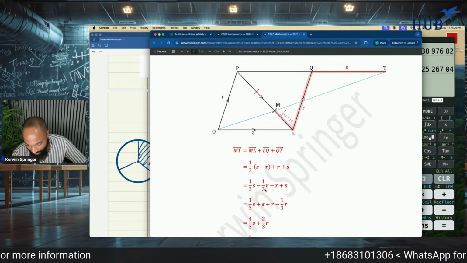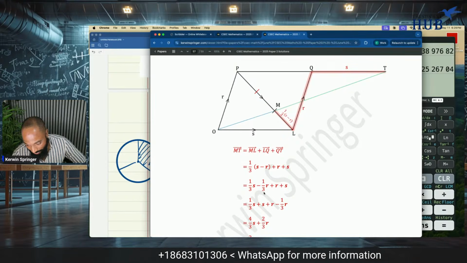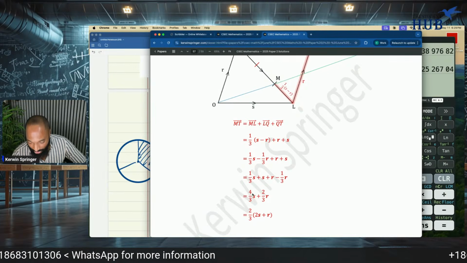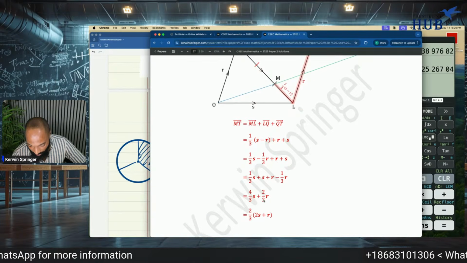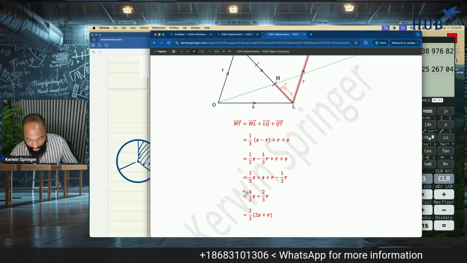And then negative 1/3 plus R, we did this already. If I have 1 and I take away 1/3, I'll end up with 2/3. And that's it. This is 4/3 S plus 2/3 R. And I can pull out 2/3 from this. So I'm going to take this part here.